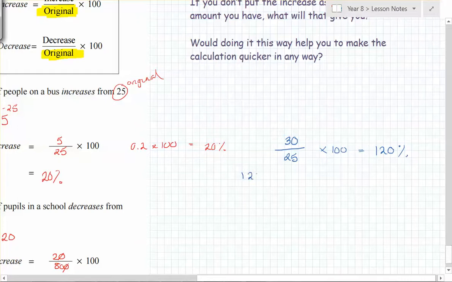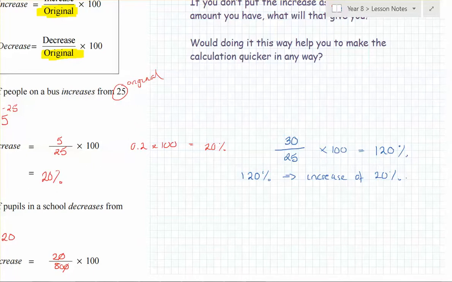important for you as we develop. So 120% means an increase of 20%. So what that means is we don't actually have to do the subtraction or the addition at the beginning. Make sense? Yeah? It's not more complicated, there's less to do. It's just a different method. Right?